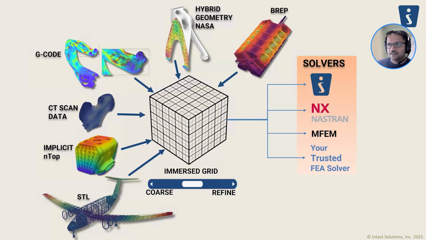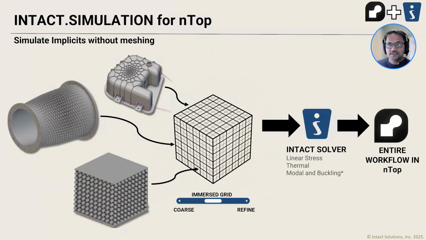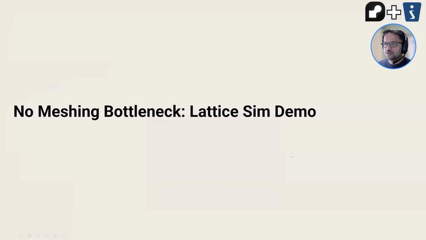All right, so we have that technology, and now we bring that to nTop, especially because we are now able to generate really complex, high-performance designs using nTop: a lot of thin features, small features, like lattices, ribbing. This can be extremely difficult to mesh, if not impossible sometimes. So that's the whole idea behind bringing Intact to nTop. The whole plugin is inside nTop. So at this point, let's just jump into a demo to see how it works.